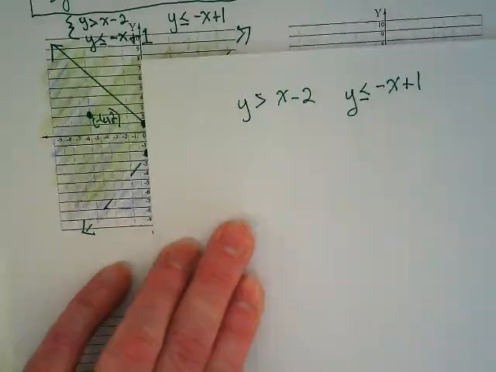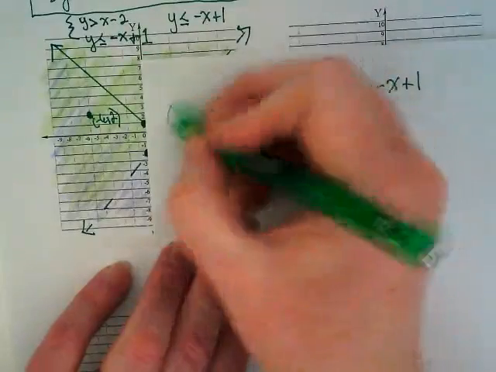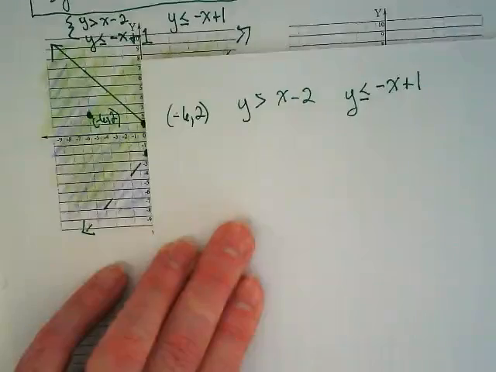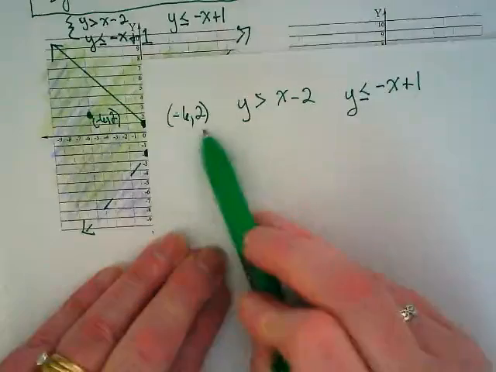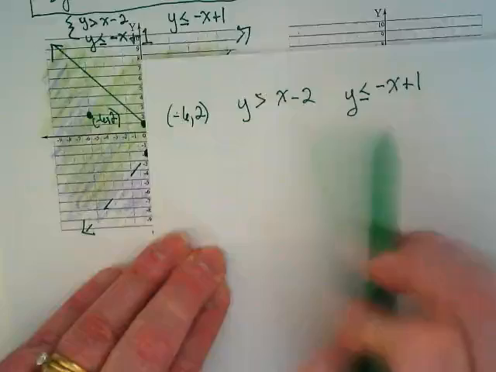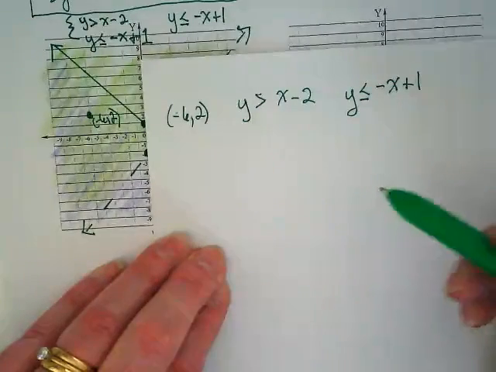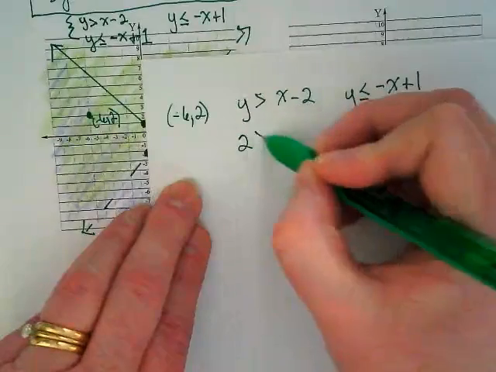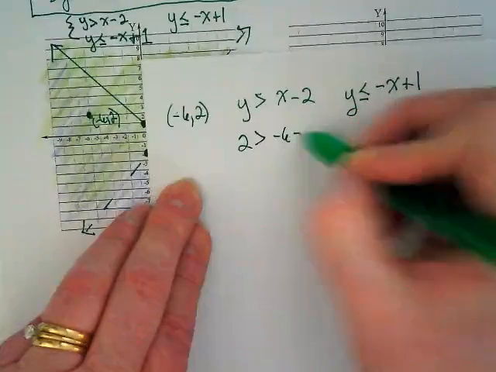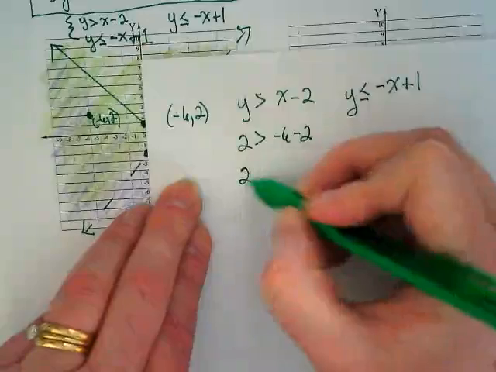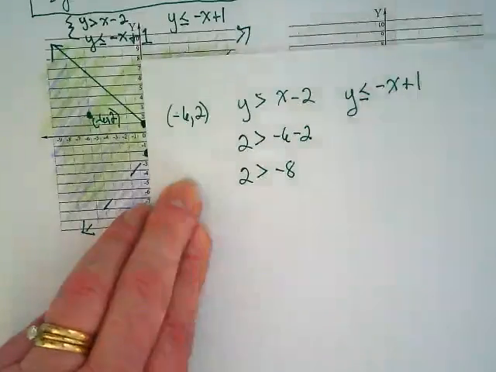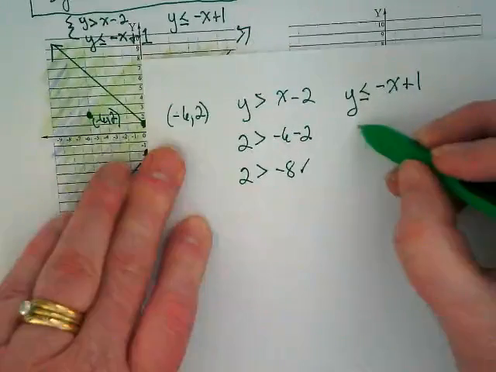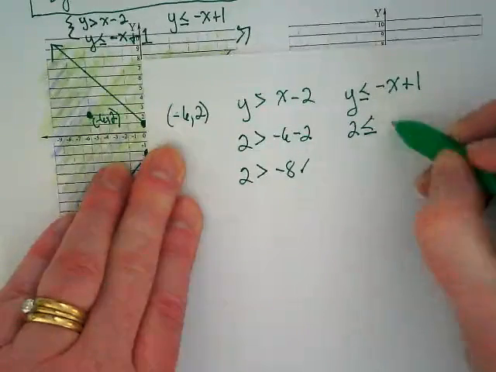Those are my two inequalities, and I've picked negative 6, 2 as an ordered pair that I found in the region that's double shaded. And I'm going to put this x, y pair into the x and y of these two inequalities and prove that when I plug them in, it's true. So this would be rewritten as 2 is greater than negative 6 minus 2. 2 is greater than negative 8. Is that a true statement? So this checks.